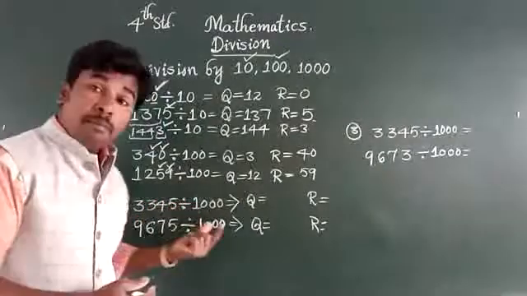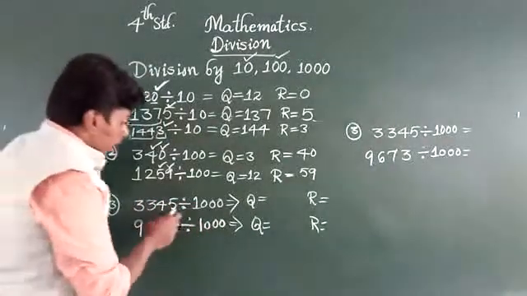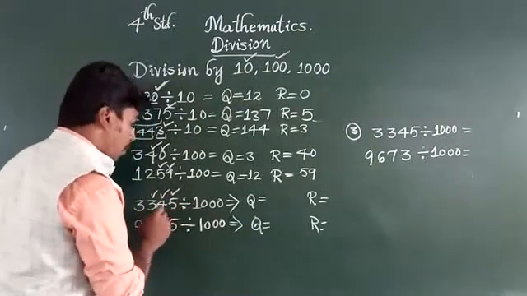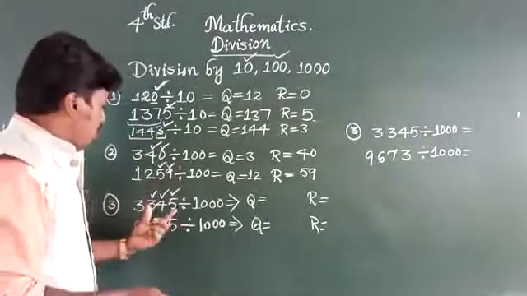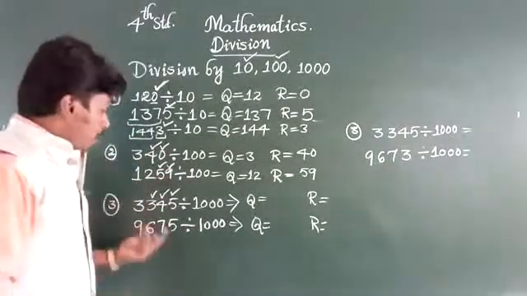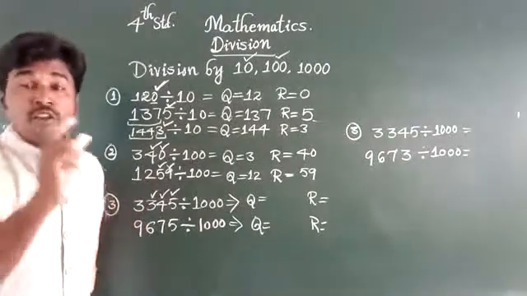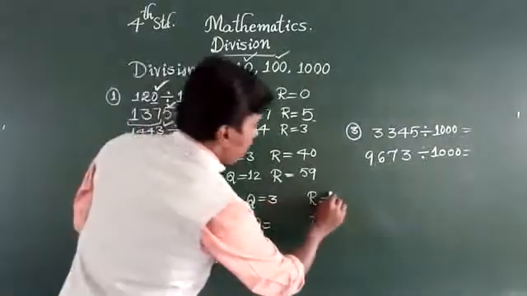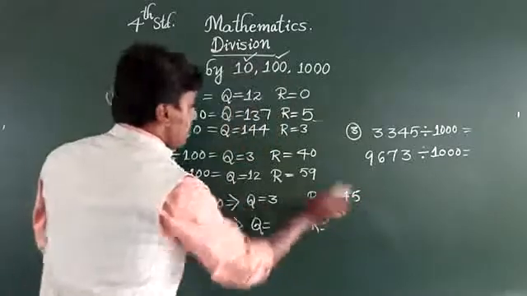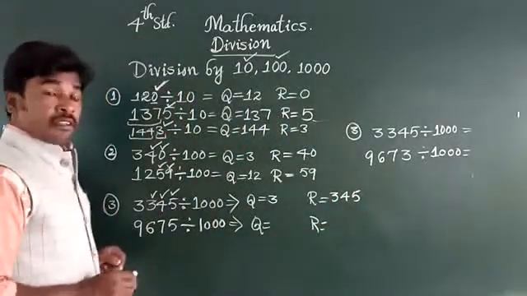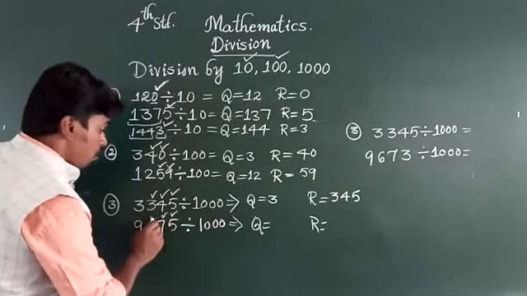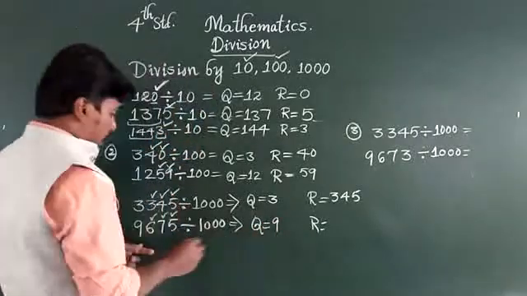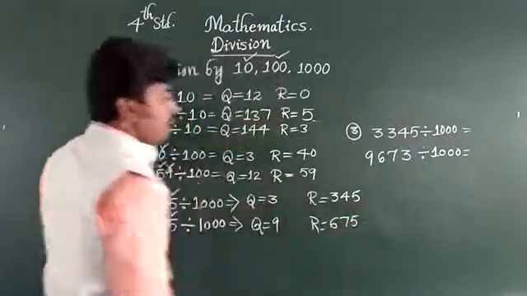So while dividing numbers by 1000, the first 3 digits from the right side indicate that those are all remainders. Remaining places are all quotient. So here 3 is the quotient, then 345 is the remainder. Now we come to this one. The last 3 places are the remainder, the remaining places are the quotient. Quotient is 9 and 675 is the remainder.